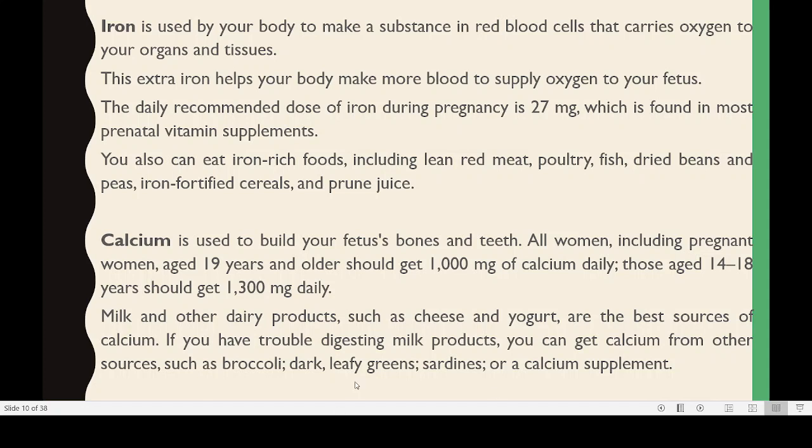Milk and other dairy products such as cheese and yogurt are the best sources of calcium. So from where can you get calcium? Mainly by drinking milk and milk products. These are the main sources of calcium. Cheese and yogurt are also related to milk. If you have trouble digesting milk products, you can get calcium from other sources like broccoli, dark leafy greens, and sardines. Sardines contain a lot of calcium, or you have to take calcium supplements.